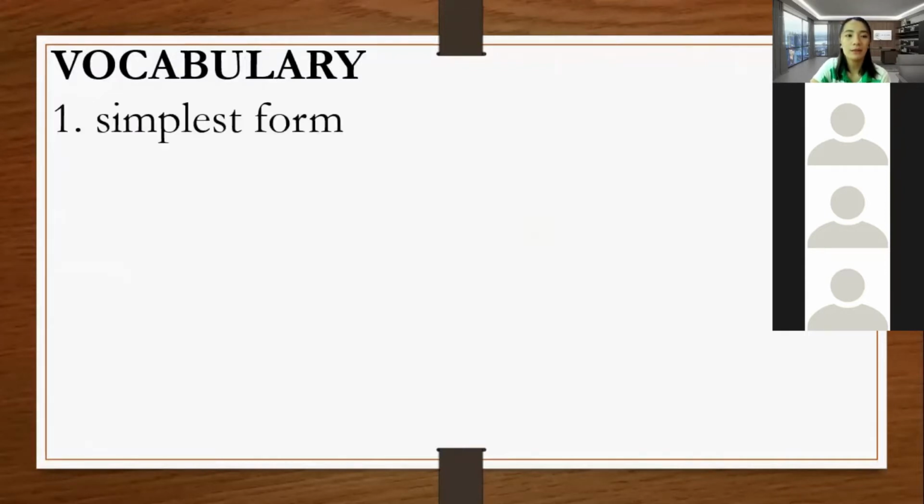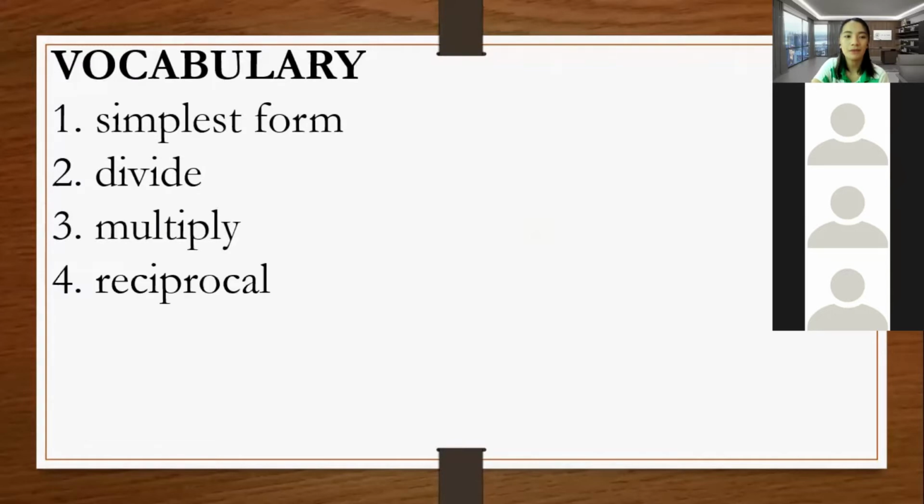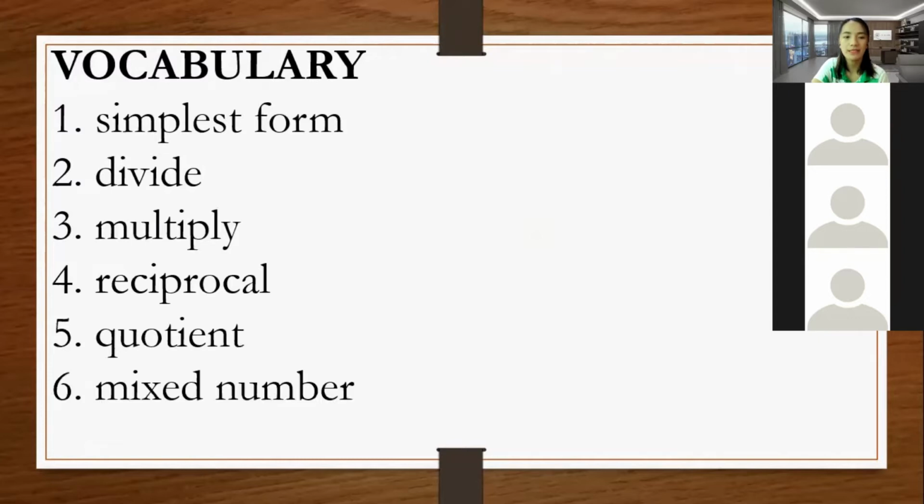Let's start. Number 1, simplest form. Number 2, divide. Number 3, multiply. Number 4, reciprocal. Number 5, quotient. Number 6, mixed number. Number 7, convert.